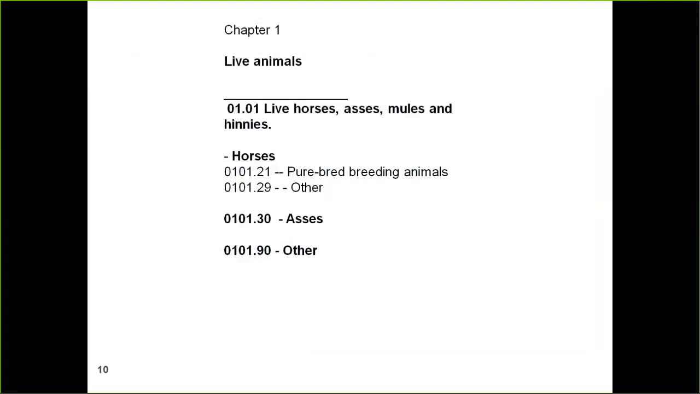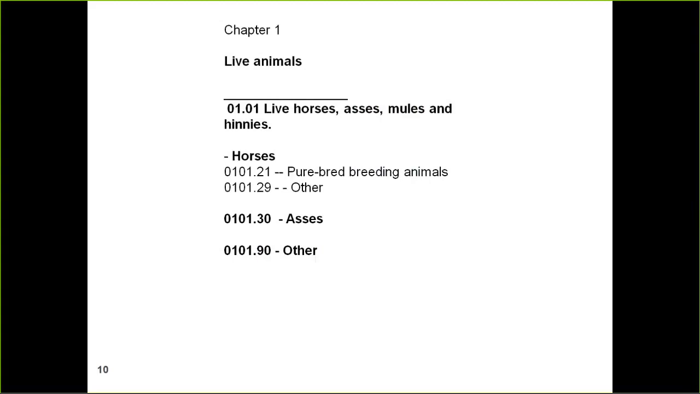Chapter 1 of the HS deals with live animals. Of course, Chapter 1 would fall within Section 1. Section 1 is comprised of 5 chapters. You have the copy of the nomenclature. You can take a look at it either now or after this session. Section 1 is comprised of live animals and animal products. There are 5 chapters in that section.